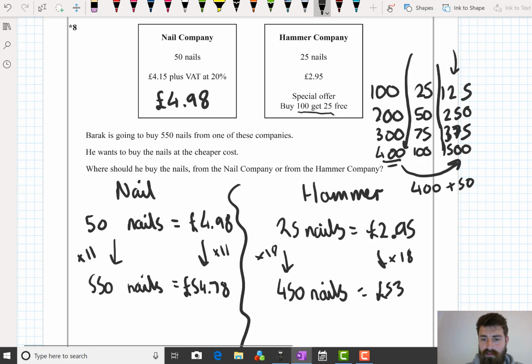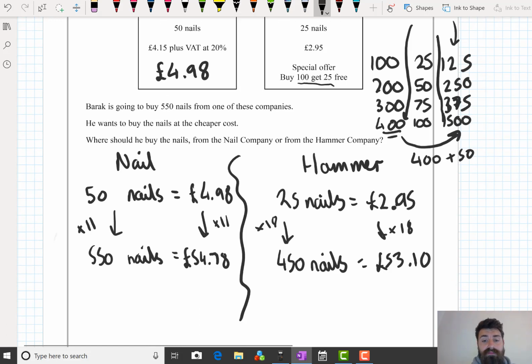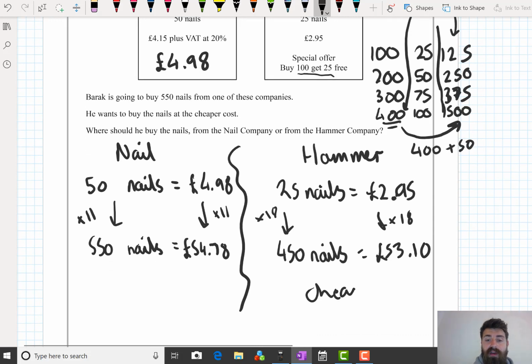Right, so £5.50 there. It's going to cost you £54.78p from the nail company, from the hammer company. Ironically, the one which does not have a nail on the title is cheaper. 550 nails will cost you a price of £53.10p, which is cheaper. So we are going with the hammer company.